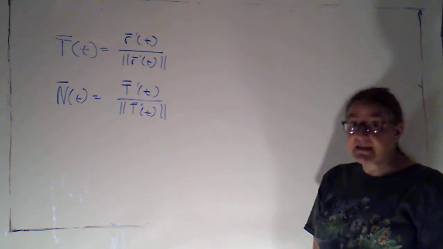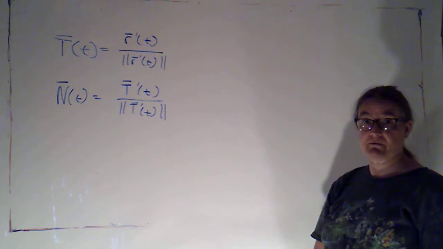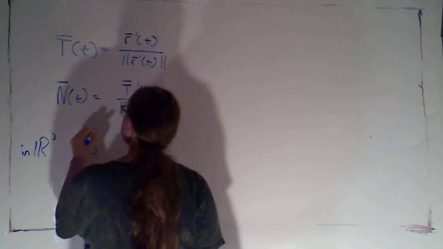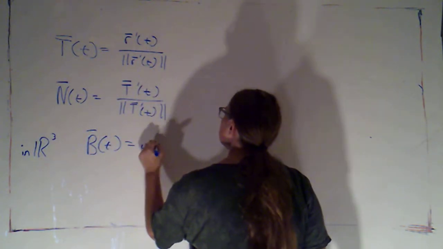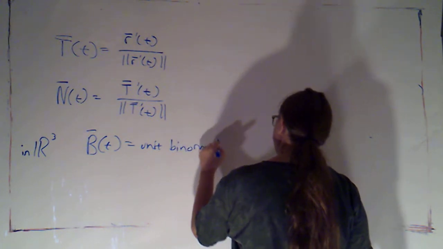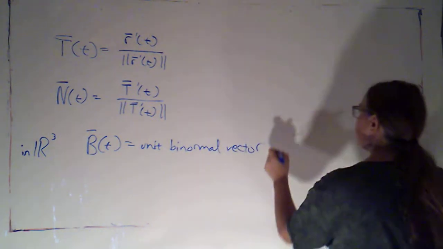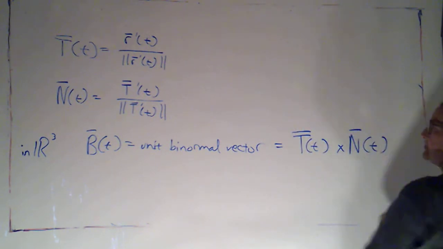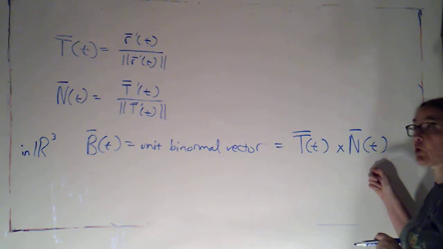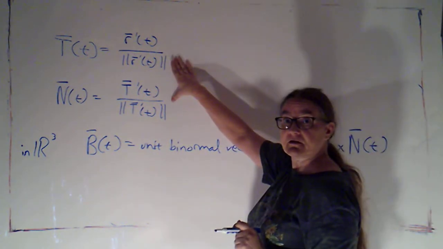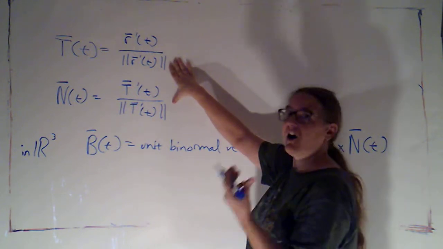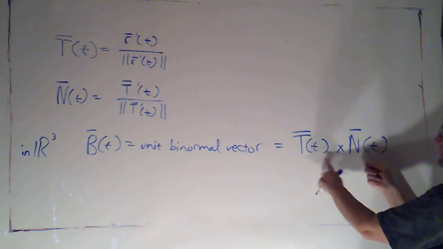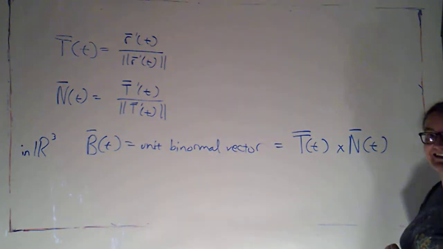Now, if we're in 3-space, we can define a third vector. This one won't make any sense in 2-space, but if we're in 3-space, we can define B of t, which is the unit binormal vector. And that's just defined as T of t crossed with N of t. So it's going to be mutually perpendicular to these two vectors. Since these two vectors are not parallel to each other, and neither is 0, their cross product will not be 0. So this will actually be perpendicular to T and N.